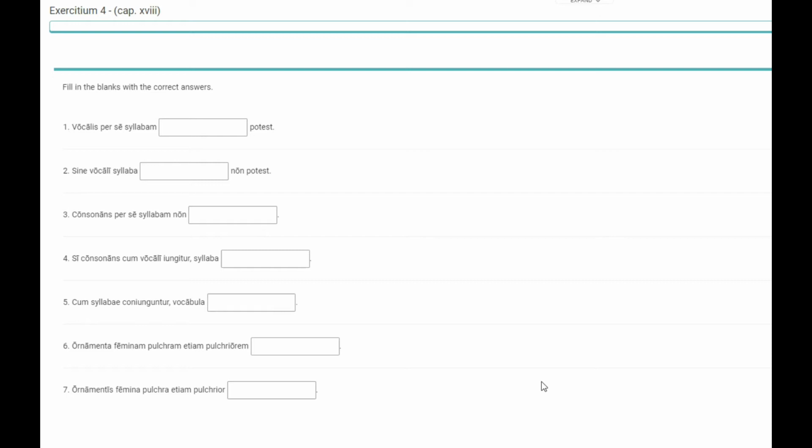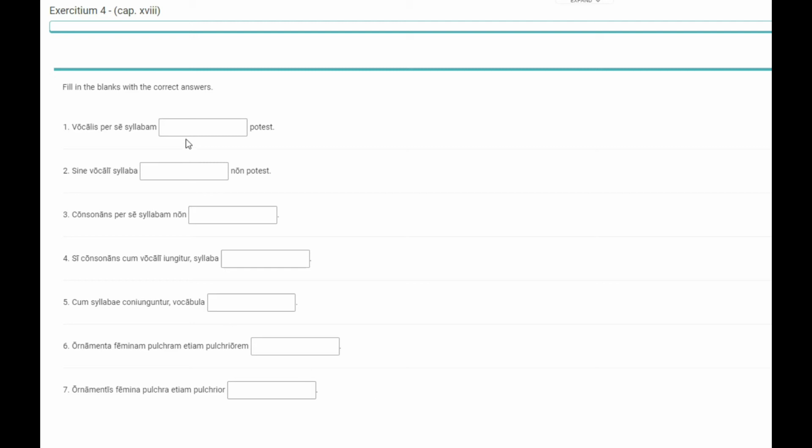Fieri on 65 means to be made or to happen or to become. In the context of this exercise, I think to be made is the way to think about it. Fit means it is made, he is made, she is made. And fiunt means they are made or they become, they happen.